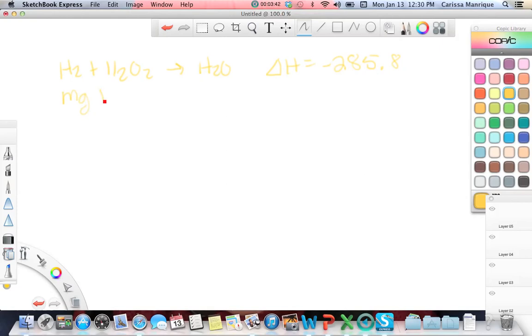Magnesium plus 2HCl yields magnesium 2 plus plus H2 plus 2Cl minus, and the delta H for this one is 100. And I said I don't need to do anything with that one either, but this last one I need to reverse, okay?